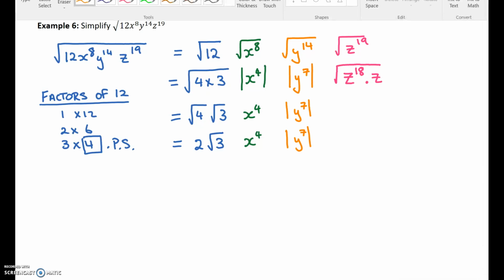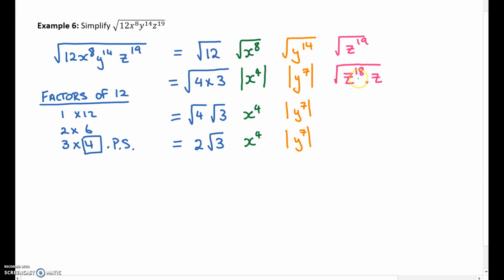The z's. So we've got the square root of z to the 18 times z. Split that up. That'll be the square root of z to the power of 18 times the square root of z. The square root of z to the 18, again, that's an even power now, so just cut it in half, and it's going to be z to the 9. But remember, we need to have absolute value there as well. And then the square root of z, we cannot simplify anymore, so we're stuck with the square root of z. And that's basically our final answer.